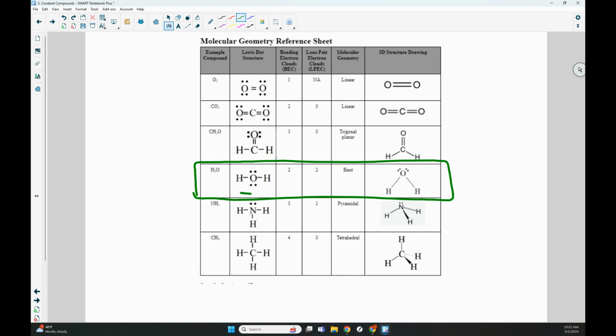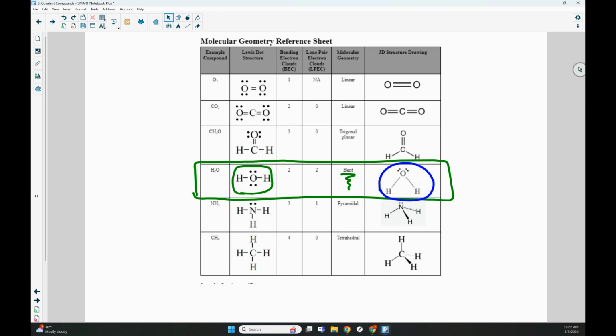Notice that the Lewis structure of water here looks very similar to the molecule that I just drew. So we see here that a molecule like this is going to have a bent shape, and this is what it's going to look like right here. And you see why it's called bent. It kind of looks like a boomerang there with oxygen in the middle.